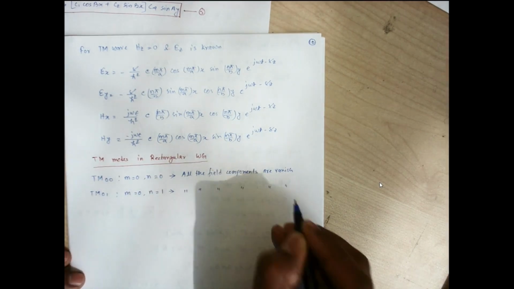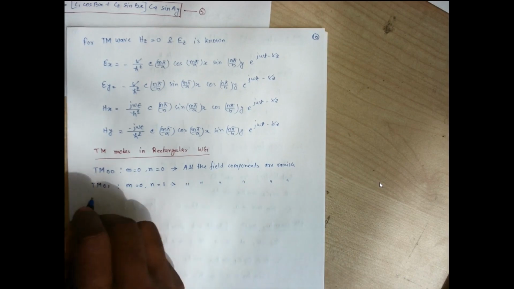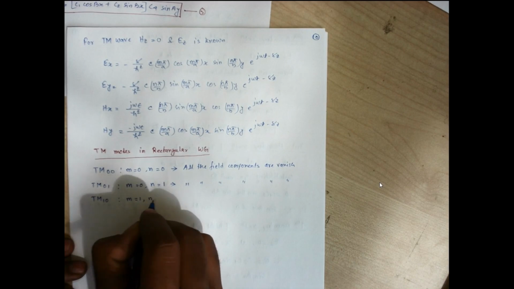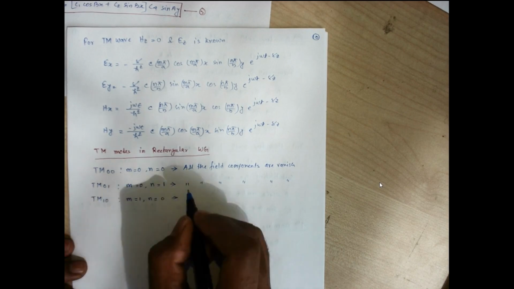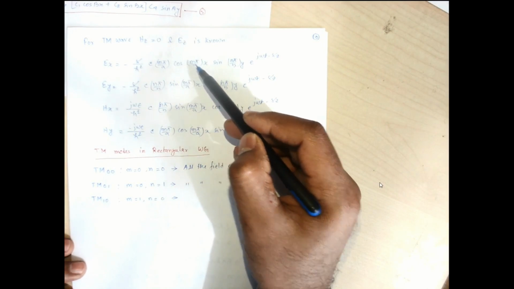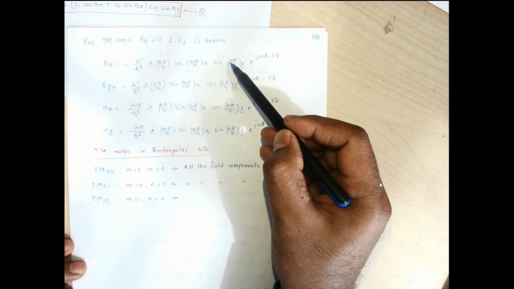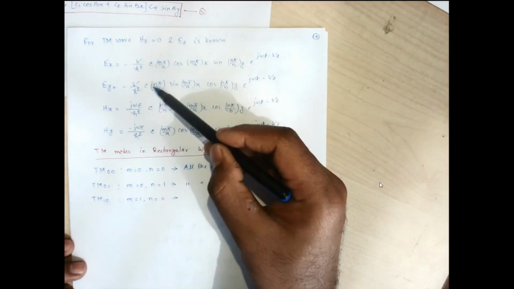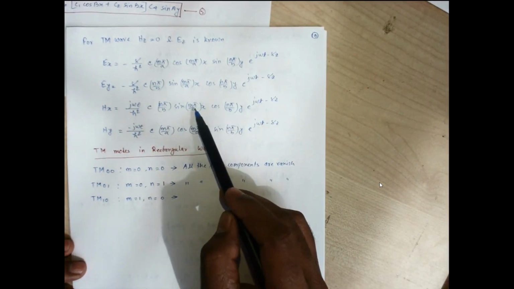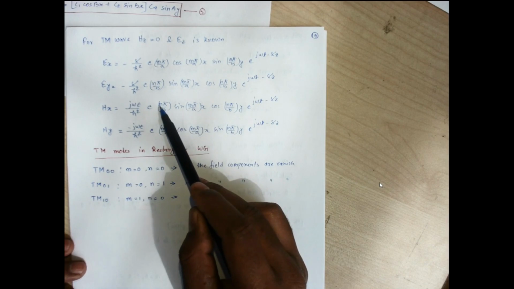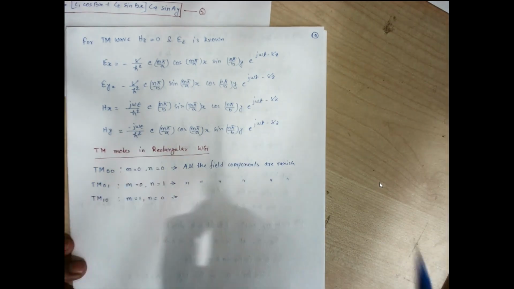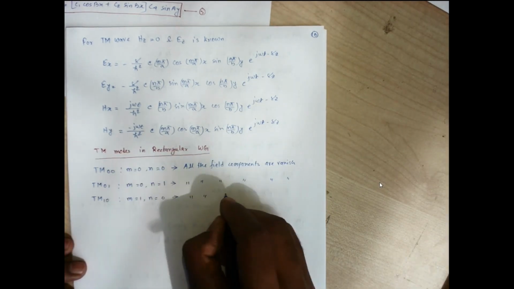vanish. Let us check TM10, that is m is equal to 1, n is equal to 0. Same thing: if we put m is equal to 1 here, for n is equal to 0, sin 0 is 0, everything is 0. Then again if we put n is equal to 0 here, everything is 0. Again if we put n is equal to 0, sin 0, so everything is 0. Same thing, all the field components vanish.